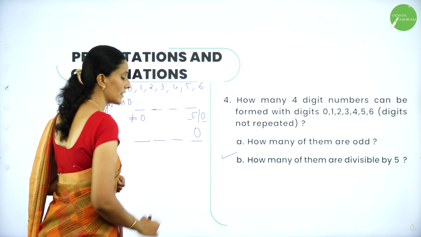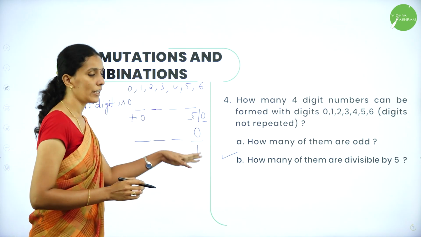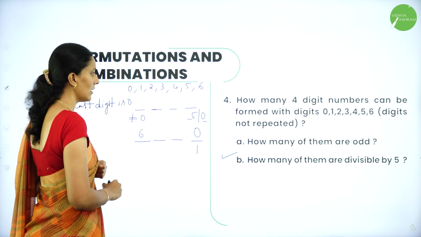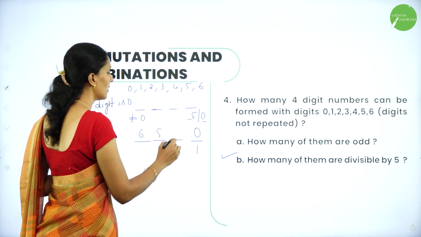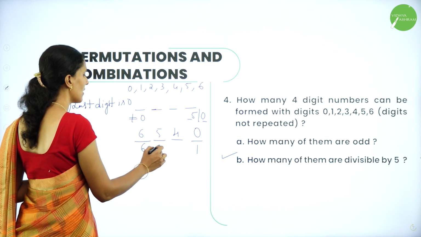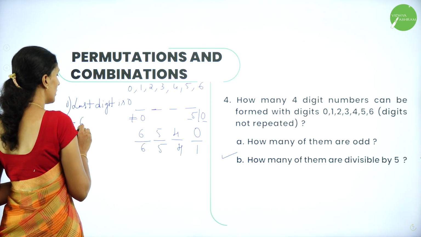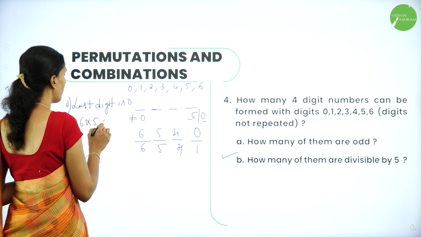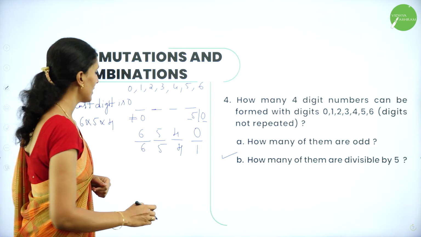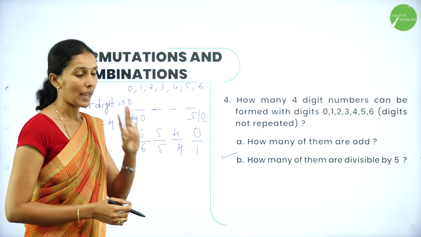If the last digit is 0, I have only one choice here. Since 0 is already taken for the last place, we are left with 6 numbers here, 5 numbers here, 4 numbers here. So I have 6 choices, 5 choices, 4 choices. Therefore the total number of numbers is 6 into 5 into 4, that is 120. 120 numbers can be formed.